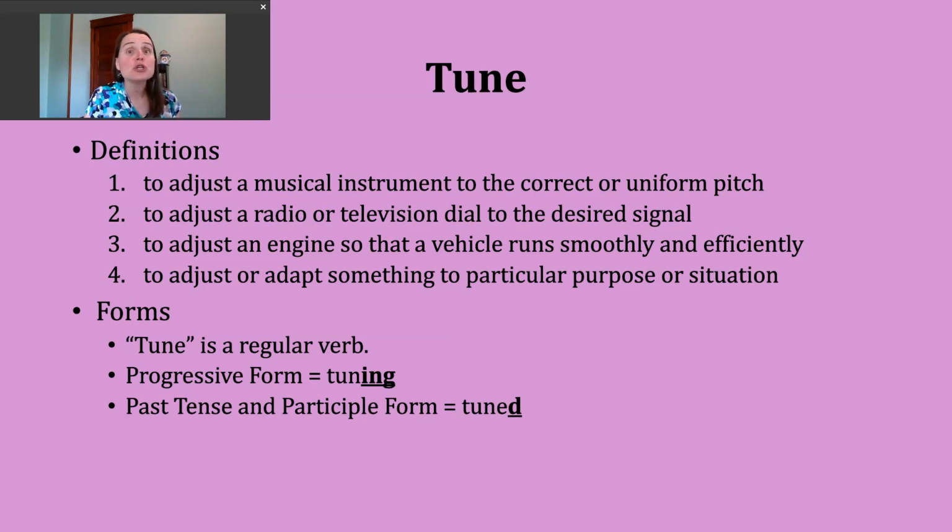You should know that tune is a regular verb. To make the progressive form of this verb, all you need to do is drop the E, because we have a vowel-consonant-E verb here, and then we'll add -ing to form tuning. The past tense and participle forms of this verb can be made just by adding the letter D, since this verb already ends in an E.